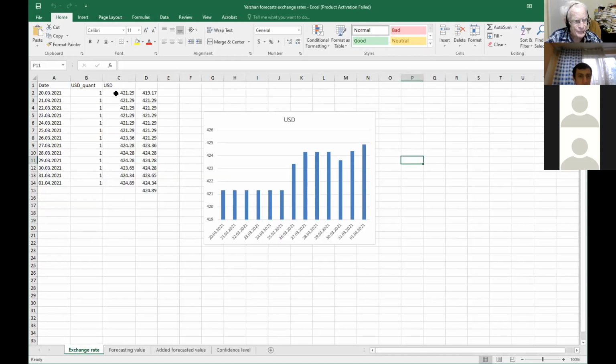So here is the current exchange rate. And this is the lag, is that correct? Yes. Okay.